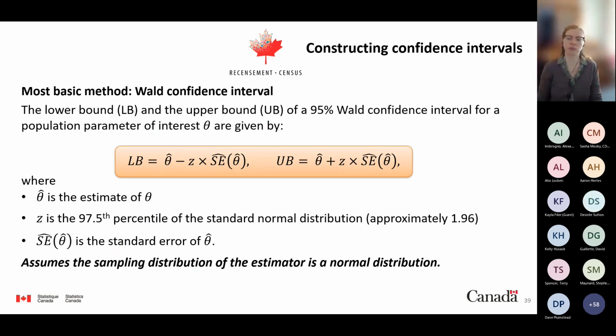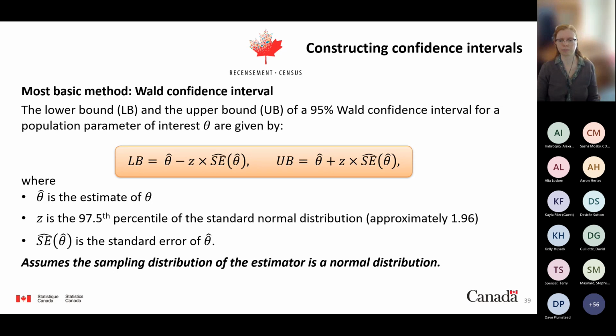So now let's move on to how confidence intervals are constructed. So the most basic method of computing confidence intervals is called the Wald method. And here the population parameter of interest is called theta. So for example, theta might be the count of people in a given area who are immigrants. And the estimate of the parameter is theta with a hat. And you may be familiar with confidence intervals that you get by adding and subtracting 1.96 times the standard error from the estimate. So these are Wald intervals.